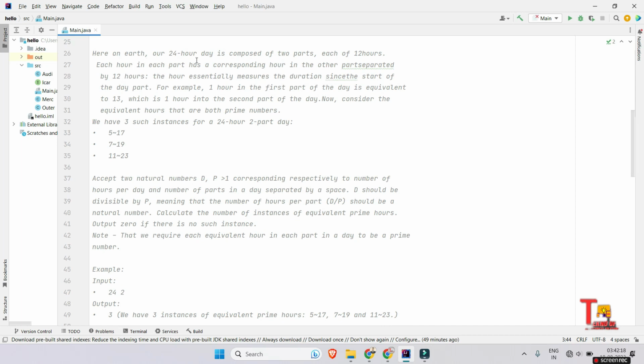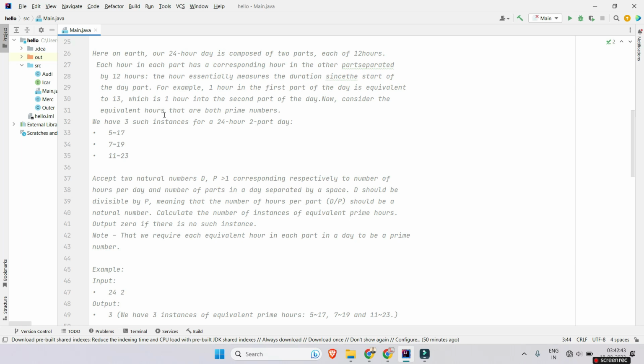Here on Earth our 24-hour day is composed of two parts, each of 12 hours. Each hour in each part has a corresponding hour in the other part, separated by 12 hours. The hour essentially measures the duration since the start of the day part. For example, 1 hour in the first part of the day is equivalent to 13, which is 1 hour into the second part of the day.